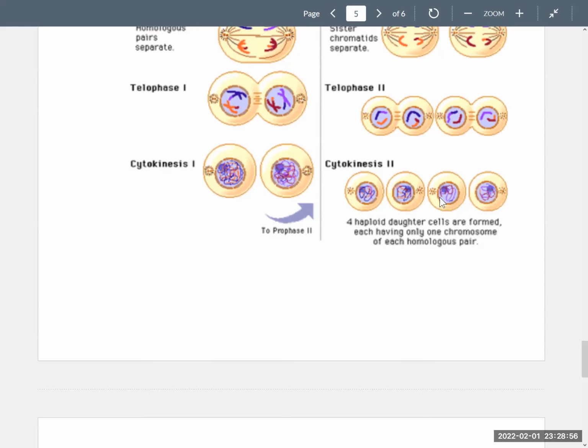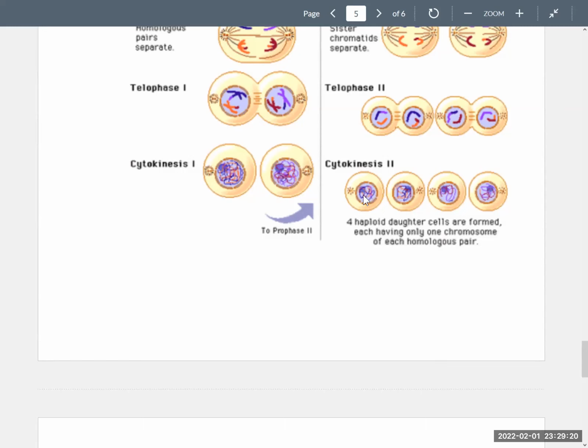Every one of these cells that I'm pointing at has the potential to form a gamete. If they're all equal as they are here, it has to be in a male. Females don't have equal divisions, you'll see in just a second. And these will form spermatozoa.